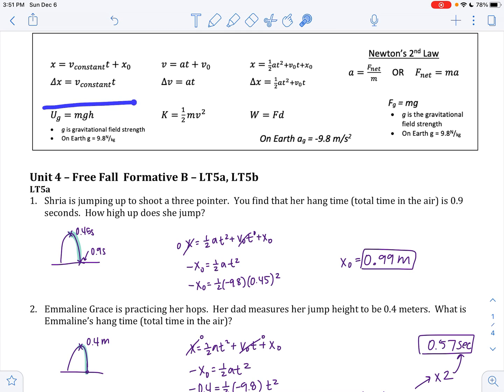Let's look at these equations. These equations here, those are the energy equations. Energy stored gravitationally, energy stored kinetically, and then energy transferred, or the work done. Here we have Newton's second law, so with forces. And then we have the gravity equation, Fg equals mg. Also on Earth, in free fall, the acceleration of an object in free fall is negative 9.8 meters per second squared. So make sure you are using this while you are taking your summative.